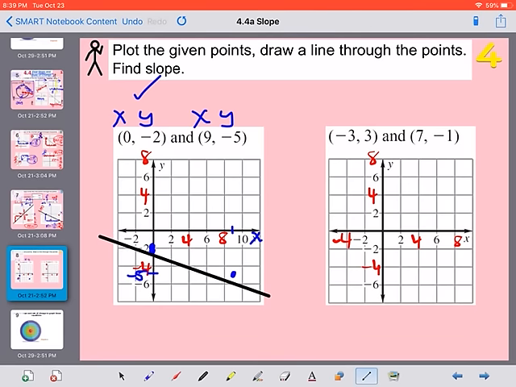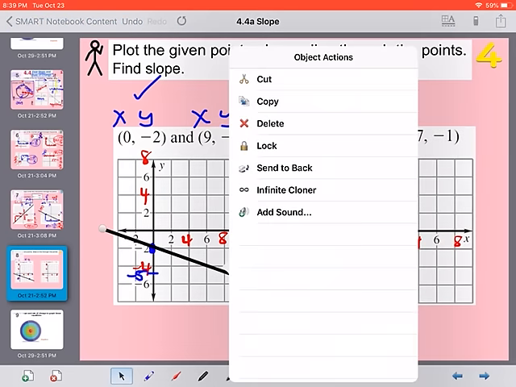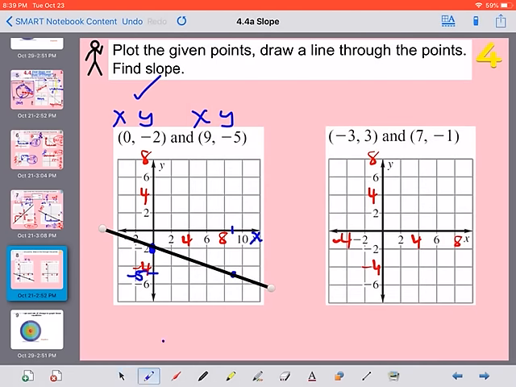So if we draw a line through there, ooh, that was terrible. There, we'll fix it a little bit. Come on. All right, we're going to count our slope.